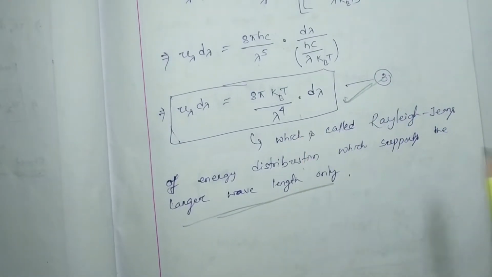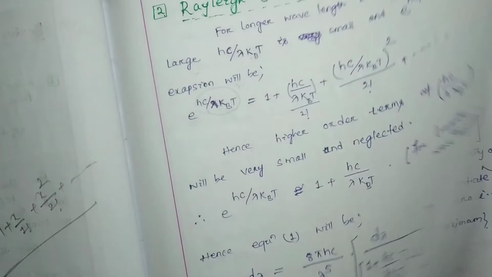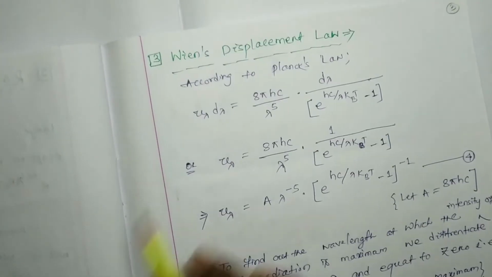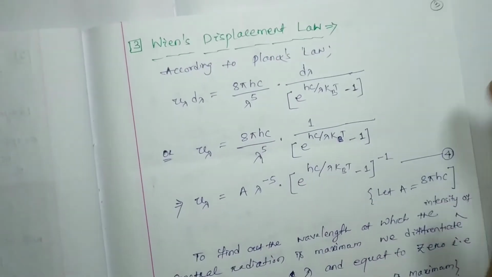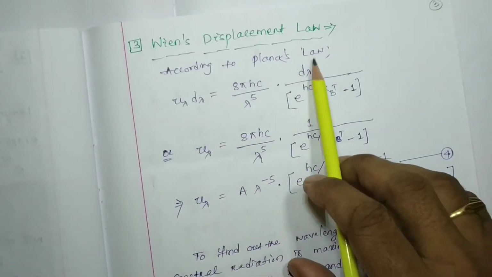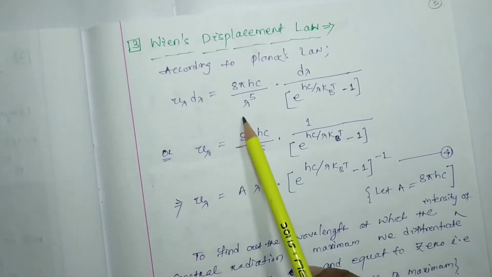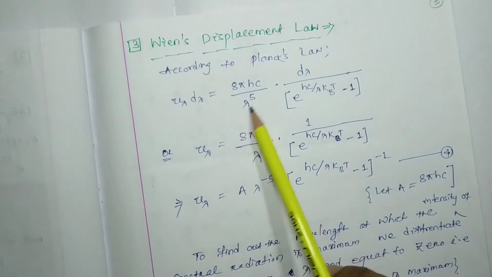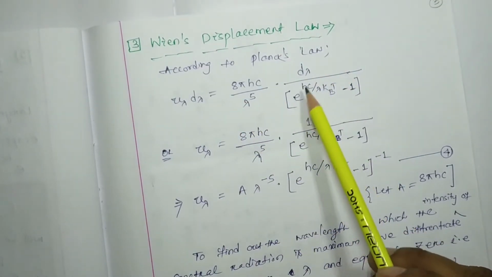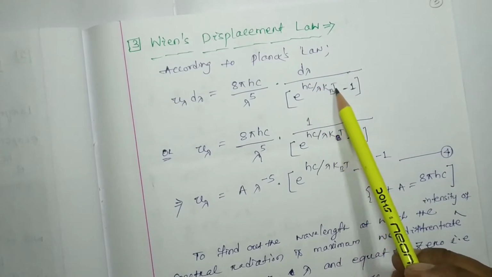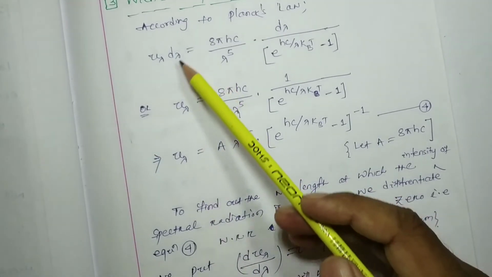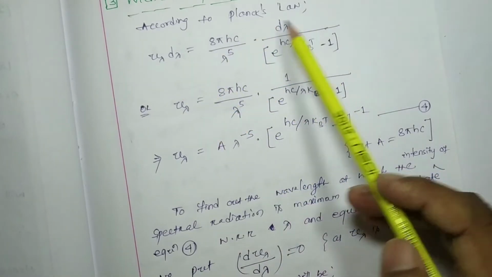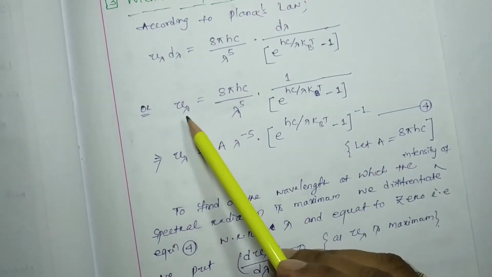Now we are going to derive Wien's displacement law, that is lambda T equal to constant, from Planck's law. According to Planck's law, u lambda d lambda is nothing but this one, 8 pi sc by lambda to the power 5 into d lambda by e to the power sc by lambda kBT minus 1, right? So now u lambda will be this much, where we cancelled out d lambda.